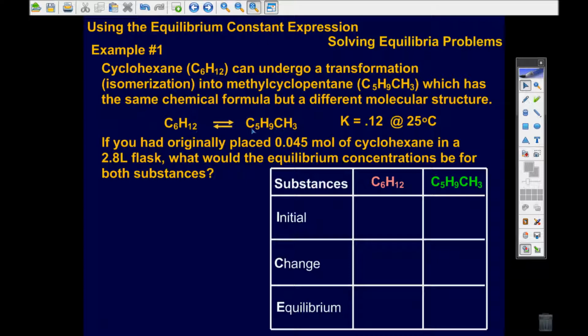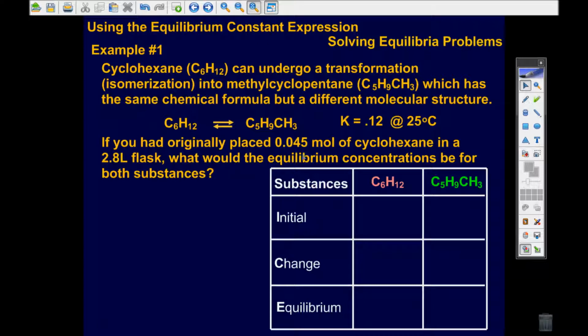If you notice, you can count up the C's. There's still 6 C's and there's still 12 hydrogen. It's just they're arranged differently. So this happens spontaneously, and the K value has been determined to be 0.12. So you can use the K value and the equilibrium expression to find the equilibrium concentrations for both substances.